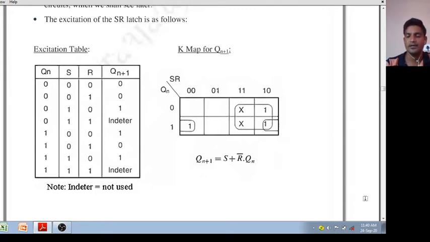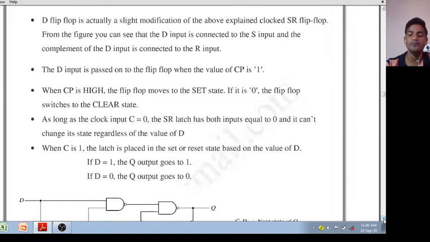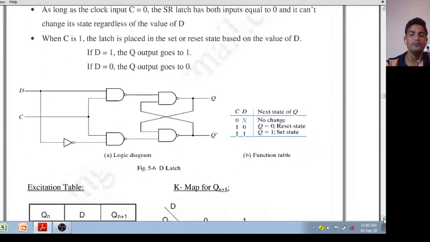Next we will see D flip-flop. I already explained about D flip-flop. What do we do in D flip-flop?